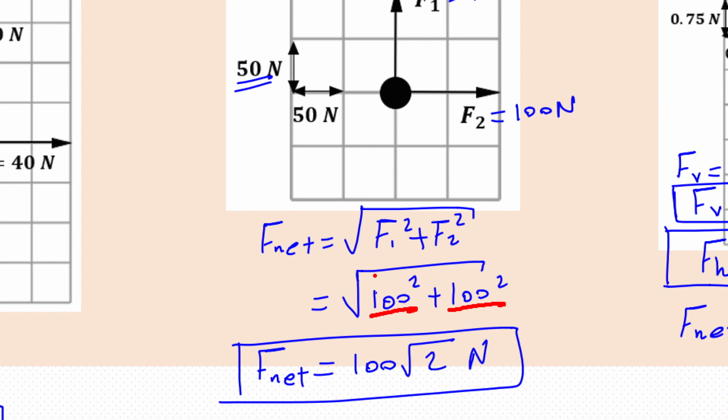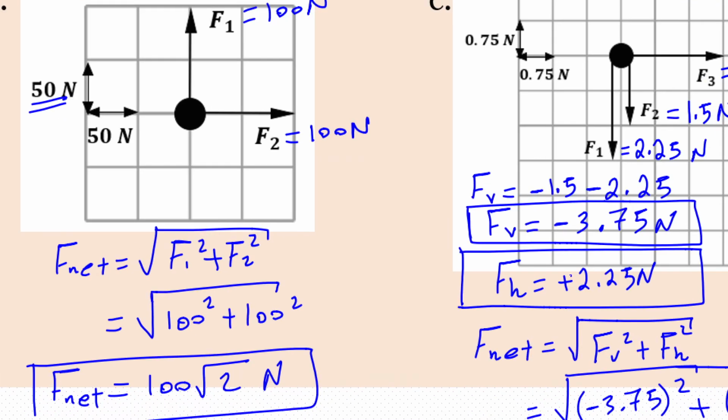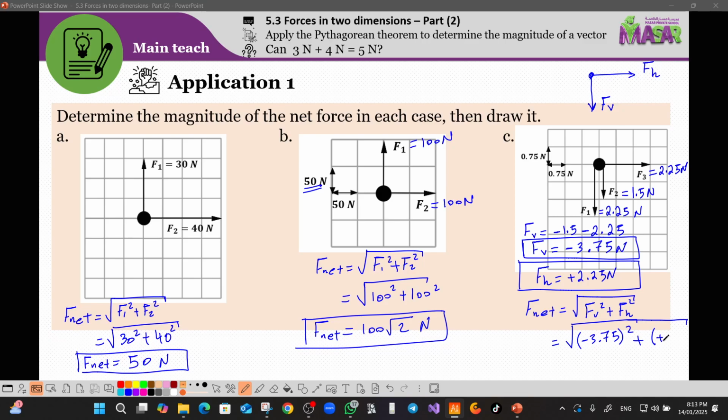However, in the previous cases, we didn't do that because the components or the forces of F1 and F2 were positive, so the bracket won't affect the process or the final answer. Only for the minus, to ensure that the minus is included with the square, we should add the bracket. So plus, now Fh is positive, so no need to include the brackets. If you would like to add brackets, it's fine with the square.